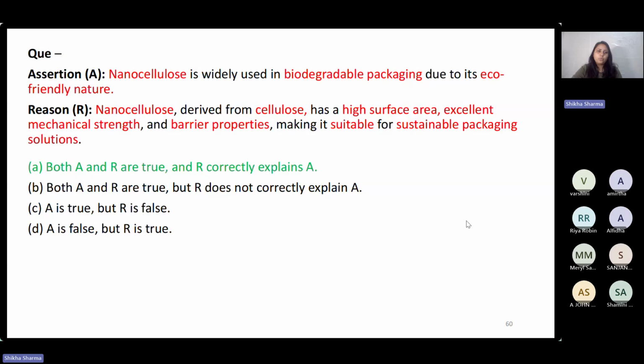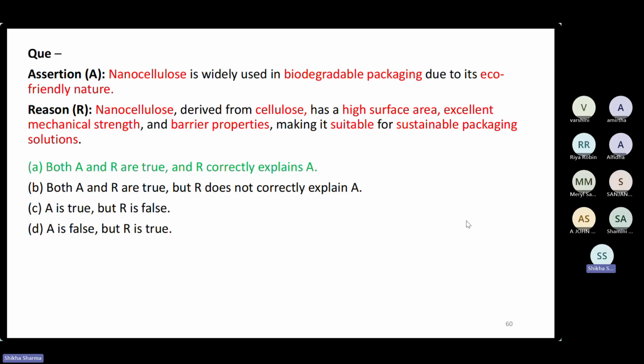So here the assertion is also correct: nanocellulose is used for biodegradable packaging materials due to its eco-friendly nature, and it also has high surface area and excellent mechanical and barrier properties, and that's why it is suitable for packaging solutions.